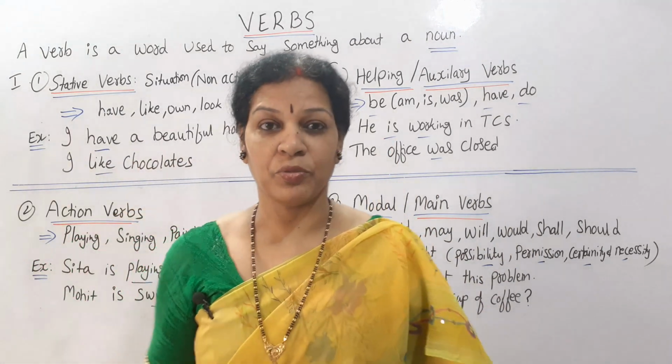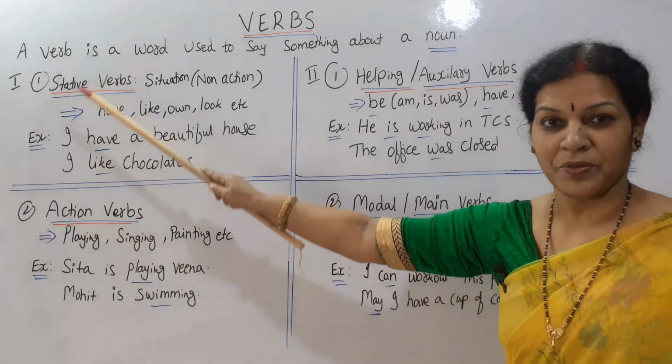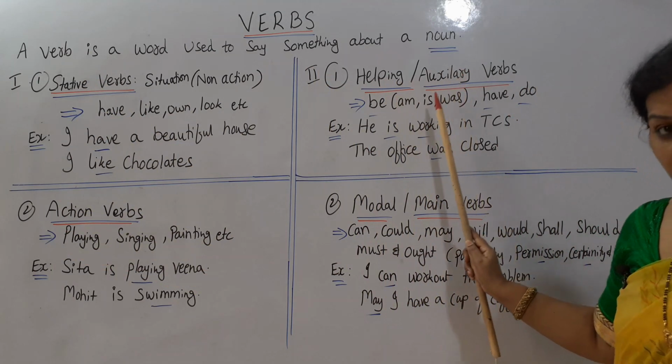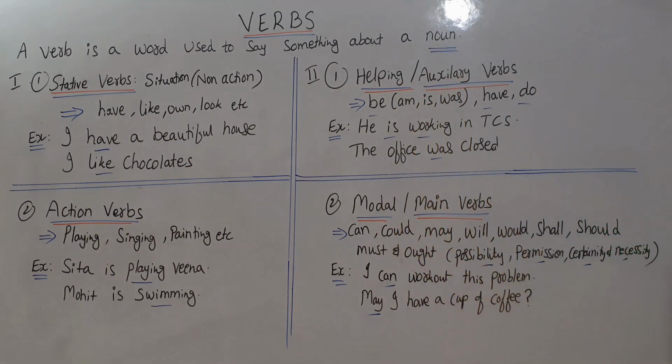Am I clear about these four verbs we have discussed? Stative verbs, action verbs, the first one. Now in the second, helping or auxiliary verbs. Modal or main verbs. Take a screenshot.